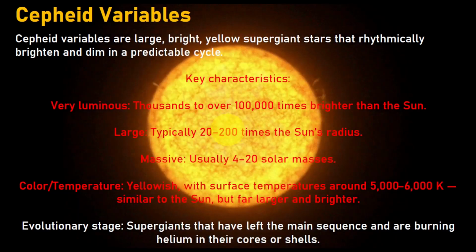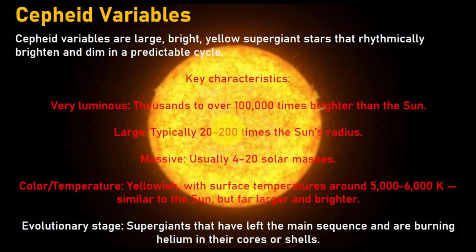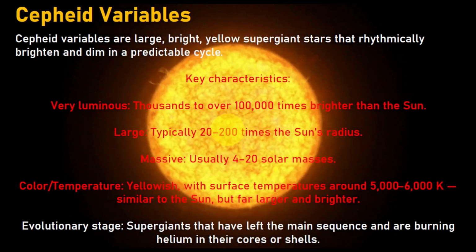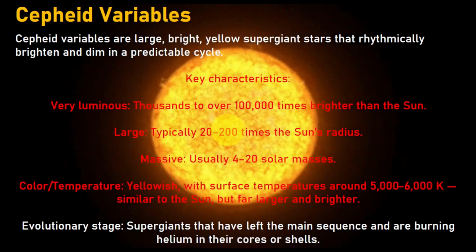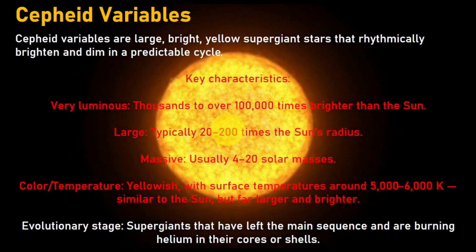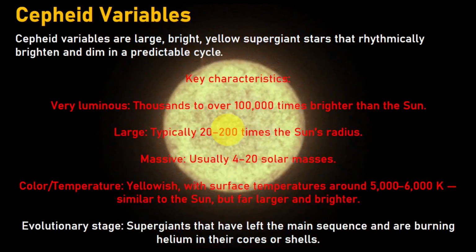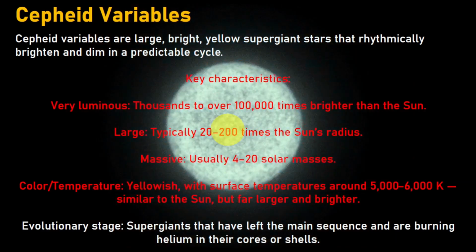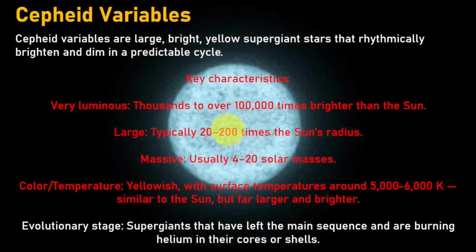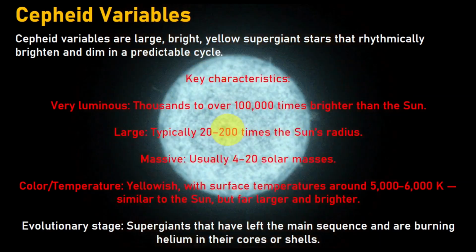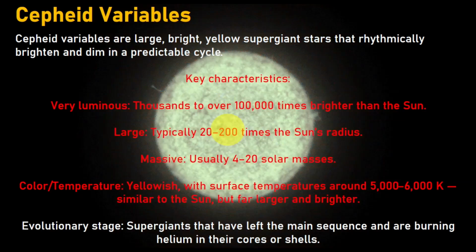And in terms of temperature, they are yellowish in color. The color is due to their temperature, remember? And that is between 5,000 to 6,000 Kelvin. So that is pretty much similar to the temperature of the sun, but they are far larger and brighter than the sun. In terms of their evolutionary stage, they are supergiants that have left the main sequence and are now burning helium in their core or shells. So take note of that.